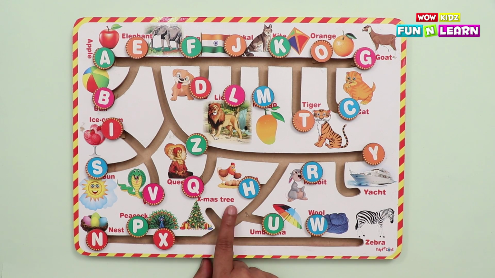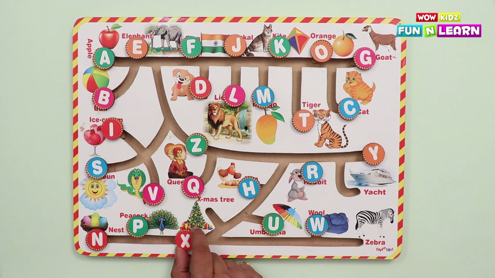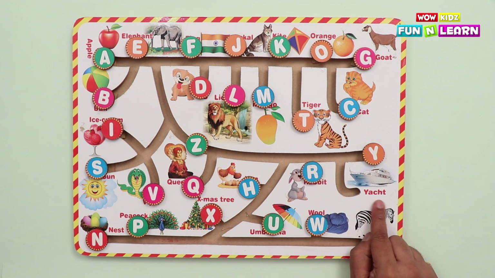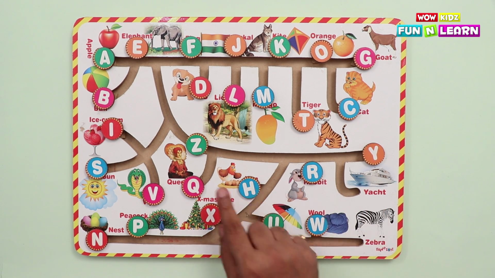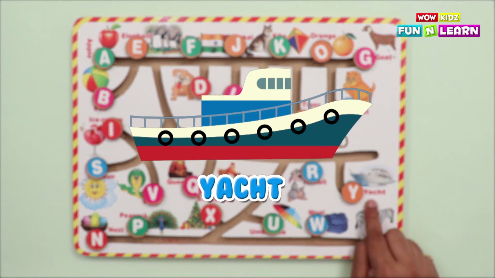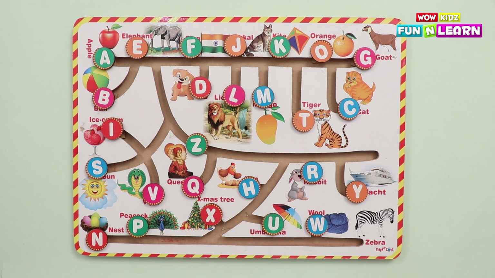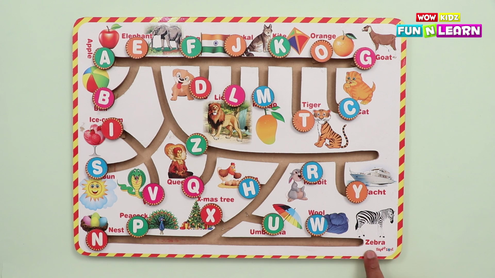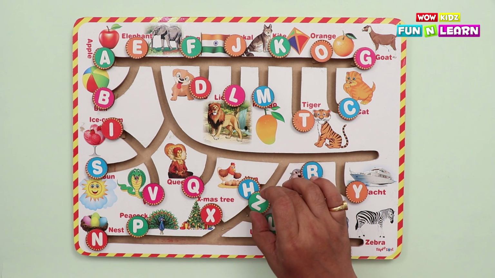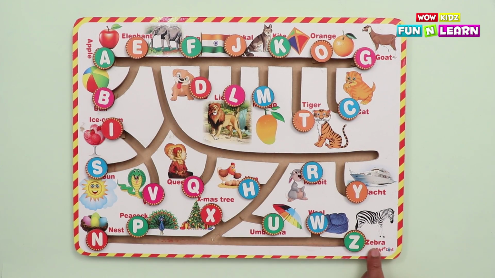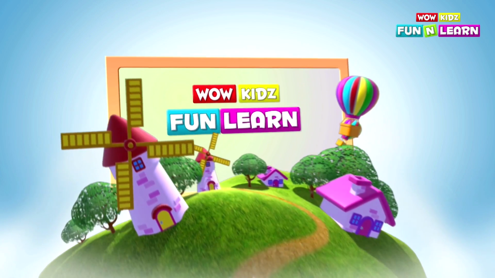Xmas tree. We need X. Because Xmas tree starts with the letter X. We place it here. Y for yacht. Where is Y? Y is right here. Let's place it here. Yay! Z for zebra. We need Z. Yes, we got it. This is the last letter left. Let's find a way. And hooray! We did it! Z for zebra. Wow, kids! Fun and learn!